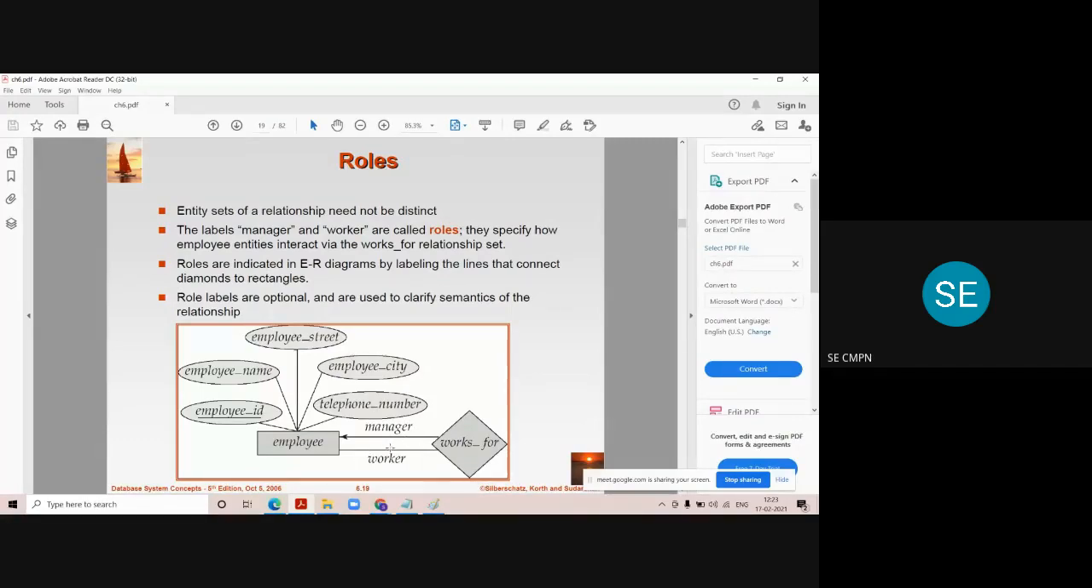How do you represent roles in an ER diagram? Roles are always represented by labeled lines. If you see, this line is labeled by worker and the above line is labeled by manager. There is only one entity in this entity set, in this particular relationship set, that is employee. So there are two types of employees: one is manager, another is worker. Many workers work for a single manager. This way you can represent roles in an ER diagram.